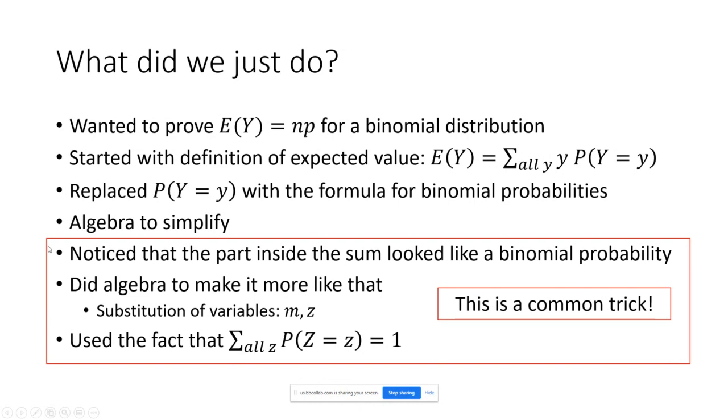So this part, these last 3 steps, that's a common trick that you'll use in probability to prove things about expected value and variance, is noticing that the part inside the sum looks like some kind of probability, and then doing algebra, rearranging it in order to make it fully be a probability, so then you can use this fact that probabilities add up to 1. Questions about this?